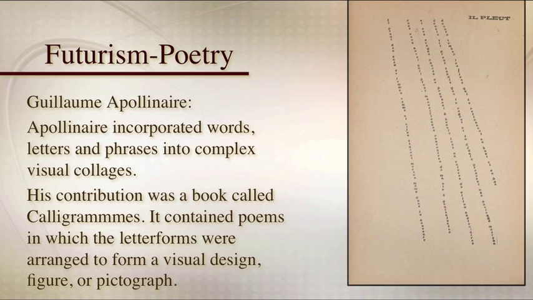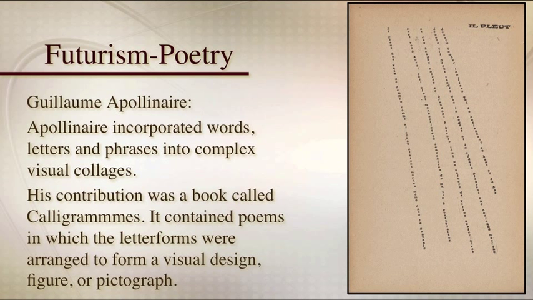Marinetti's rival was Guillaume Apollinaire. He was associated with the Cubists. He incorporated words, letters, and phrases into complex visual collages. His main contribution was a book called Calligrams. It contains poems in which the letter forms were arranged to form a visual design, figure, or pictograph. In this particular picture here, called It's Raining, from Calligrams, letter forms sprinkle figuratively down the page, relating visual form to poetic content.